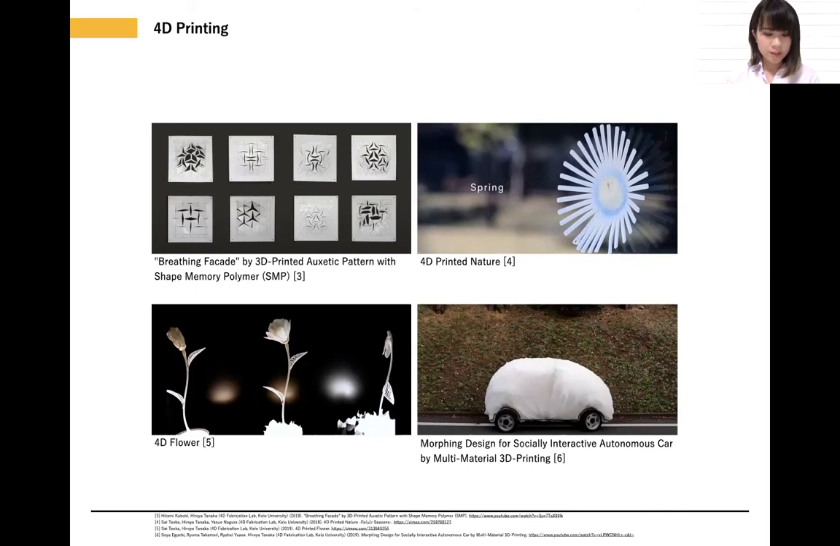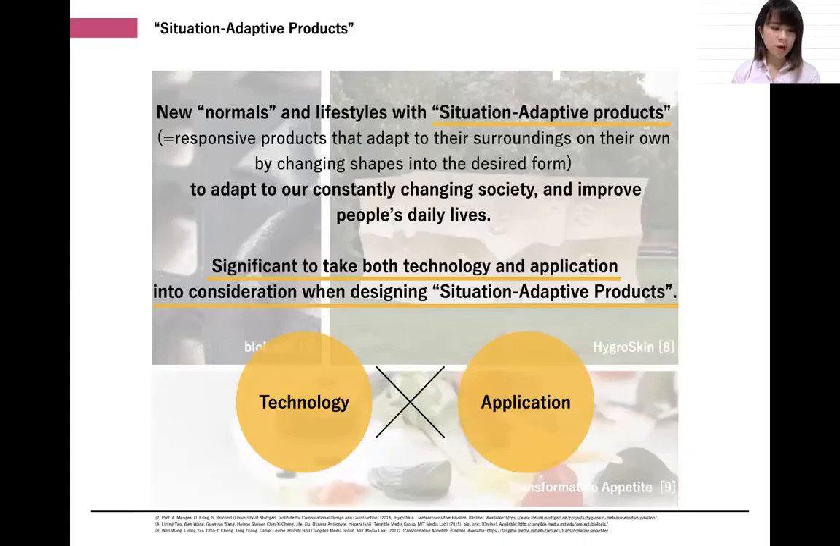We believe that these social issues can be solved with 4D printing, a technology referred to as 3D printing that uses special materials and sophisticated designs that can change structure post-production by reacting to environmental parameters. This feature allows 4D printed products to adapt to their surrounding environment, thus improving people's daily lives. We call these environment-responsive products situation-adaptive products.